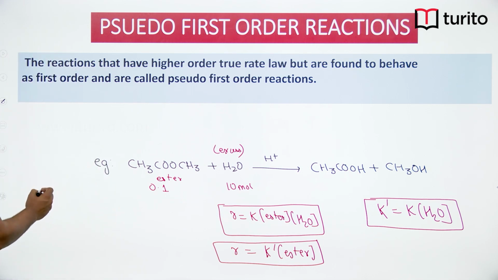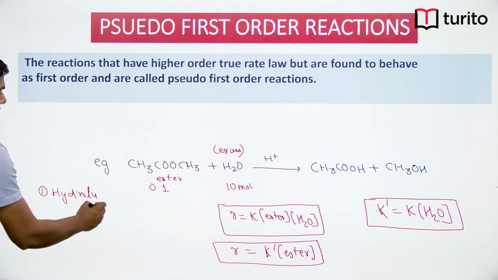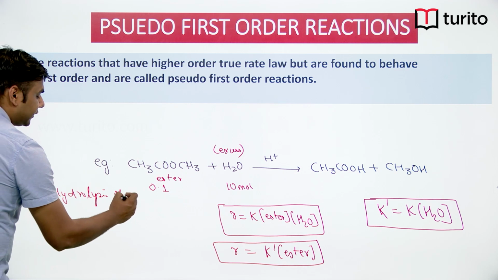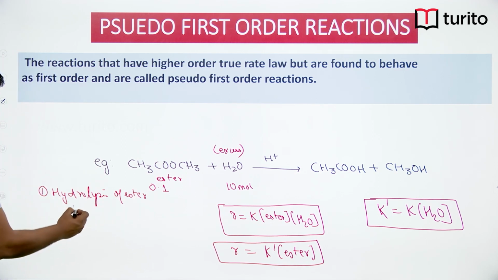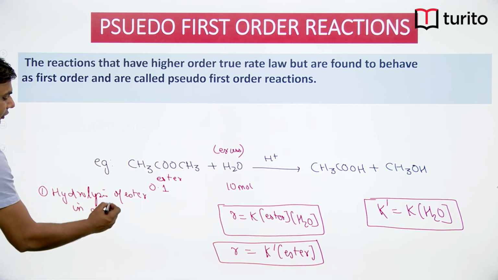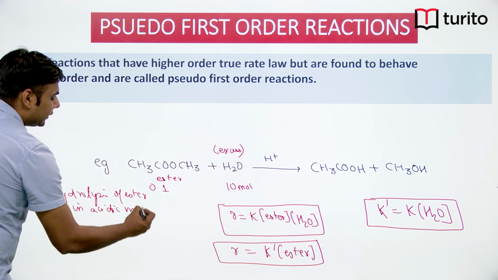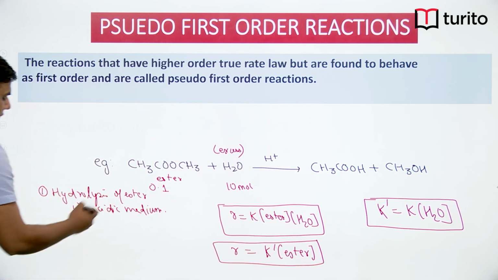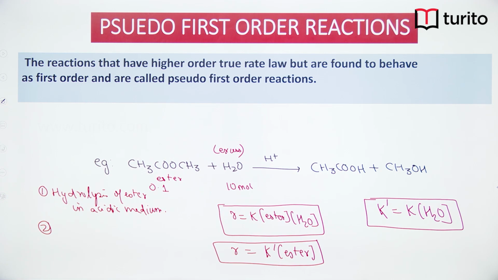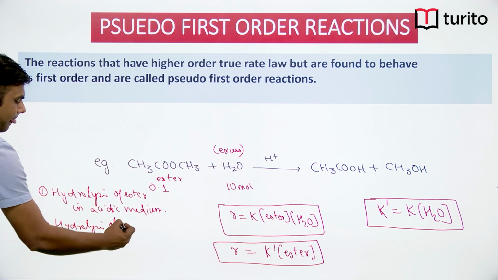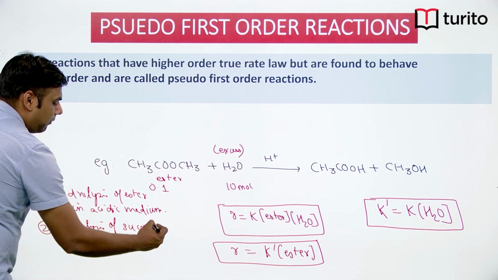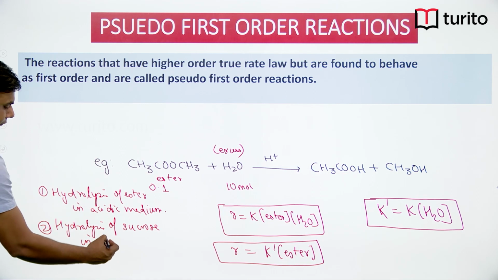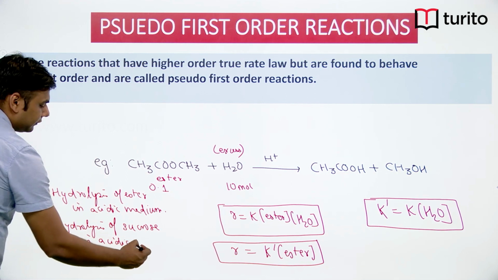Hydrolysis of ester is a pseudo first order reaction in acidic medium, because in basic medium the mechanism changes. So you need to remember that in acidic medium it is pseudo first order. And hydrolysis of sucrose in acidic medium is again a pseudo first order reaction.